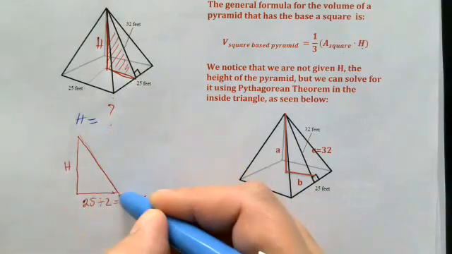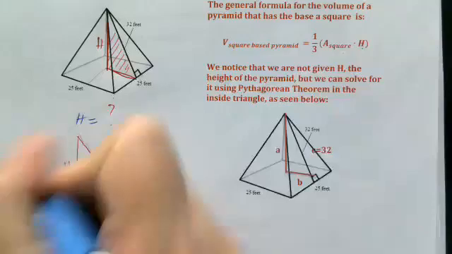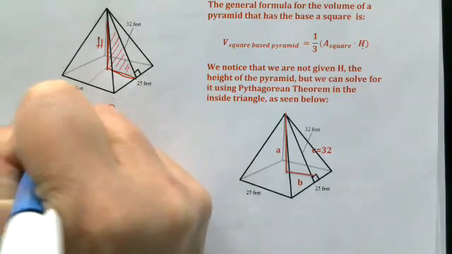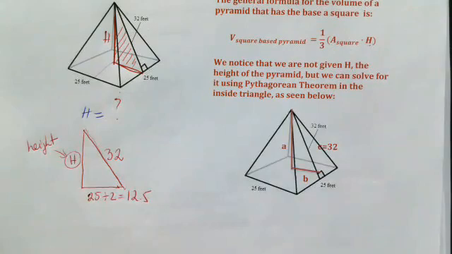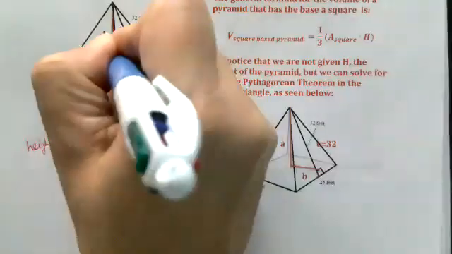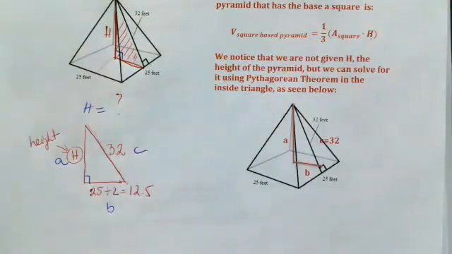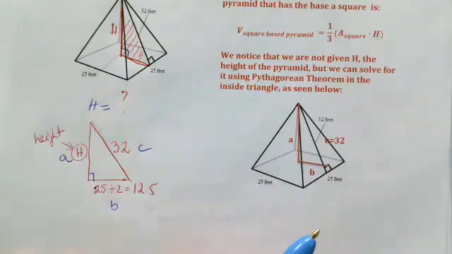And this hypotenuse is given. It's 32. This H stands for height, so don't confuse it with hypotenuse. Now, what can I use to calculate the missing side of a right angle triangle? Pythagoras, right? So this can be A, this can be B, that can be C. Remember, C is always the hypotenuse, the longest side. A and B, it doesn't matter which one is which.